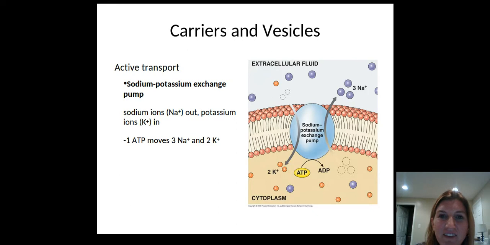The inside of the cell has a very high concentration of potassium, and that sodium-potassium pump is continuing to pump potassium into that cell, even though it already has a lot of potassium there.